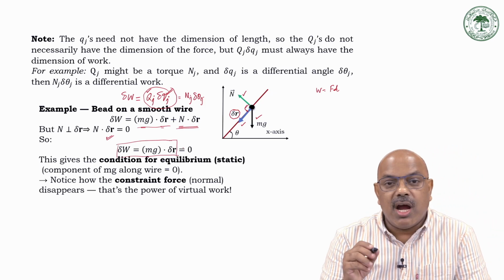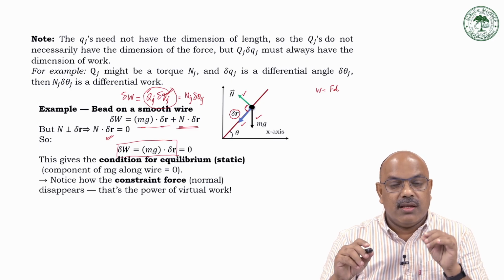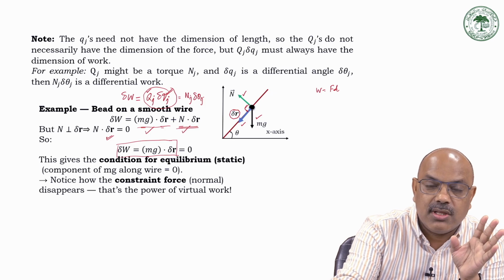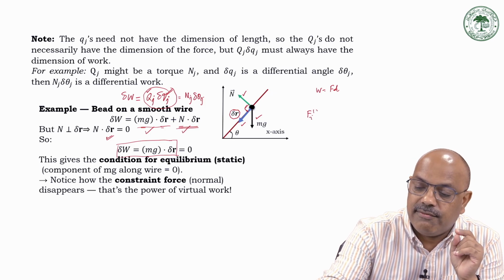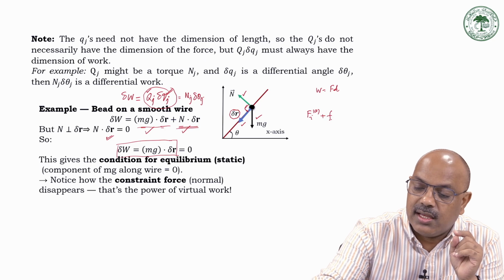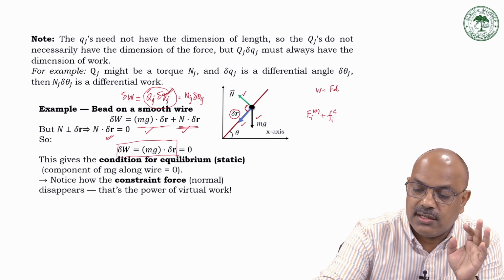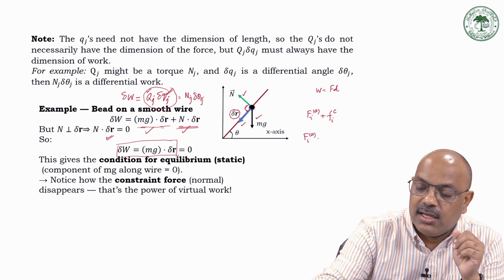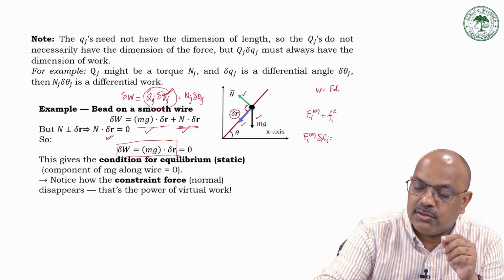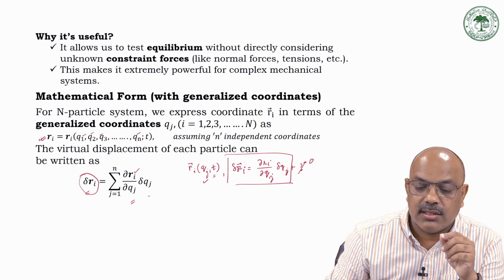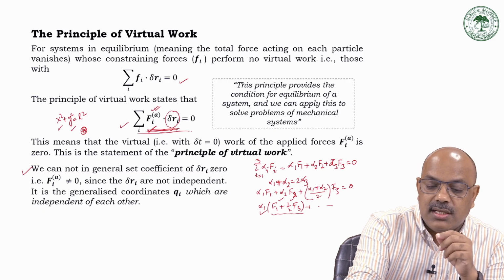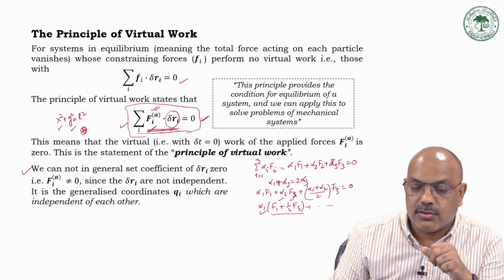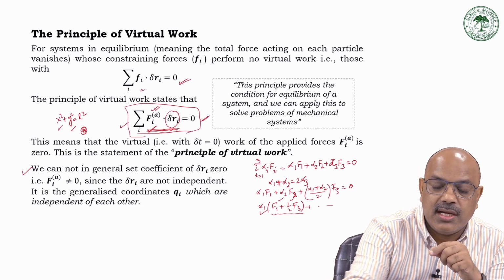If I demand that this work done is zero, I have two components. One is the applied force, which is mg, and the other is the constraint force, say the constraint force C. So Fi^a is the applied force and Fi is the total. What is there in the principle of virtual work? The applied force Fi^a dot delta Ri is going to be zero. If you remember, this is my principle of virtual work.